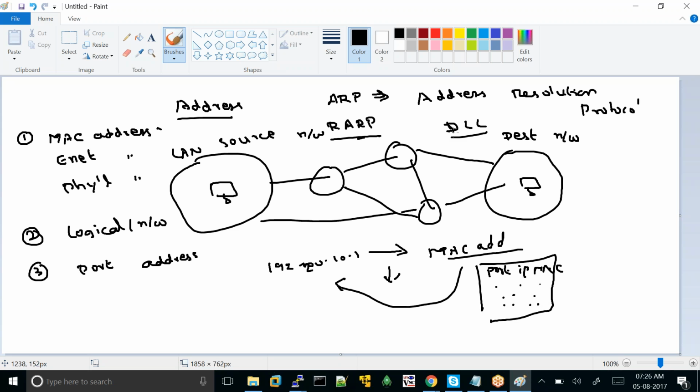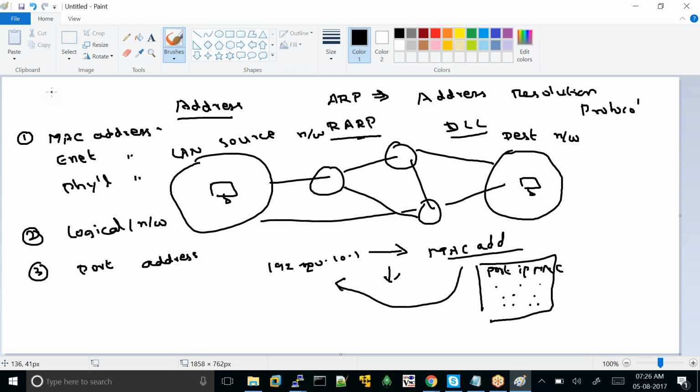During this process, if you give an IP address, the Address Resolution Protocol will help the MAC table to build the entry. So this is the way by which a system in a local area network can be identified, given the IP address by the administrator. So that is the first address.